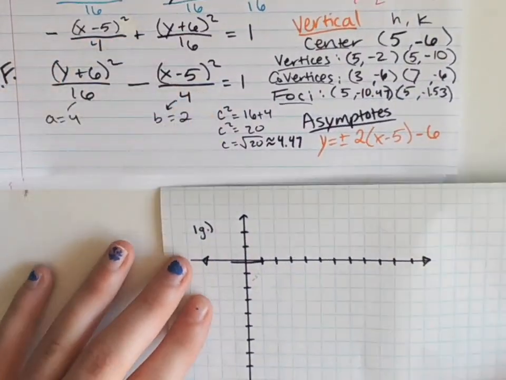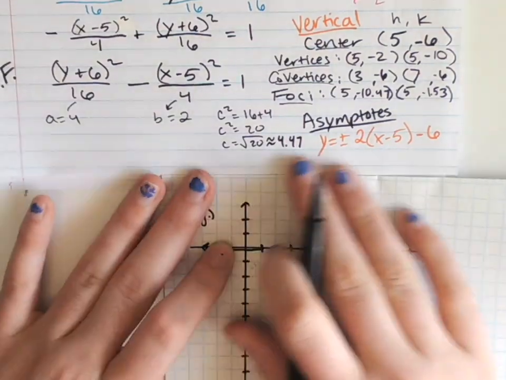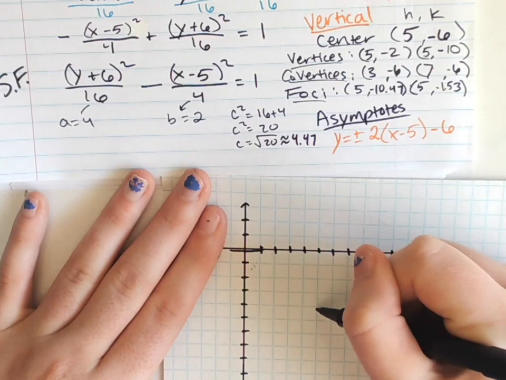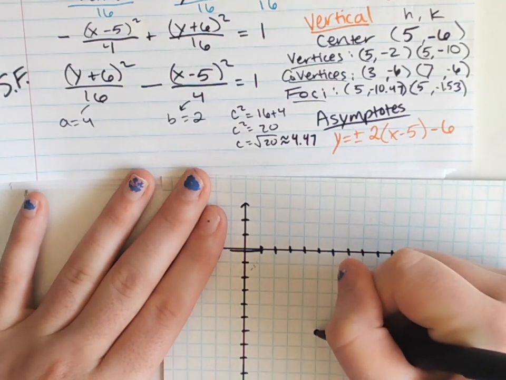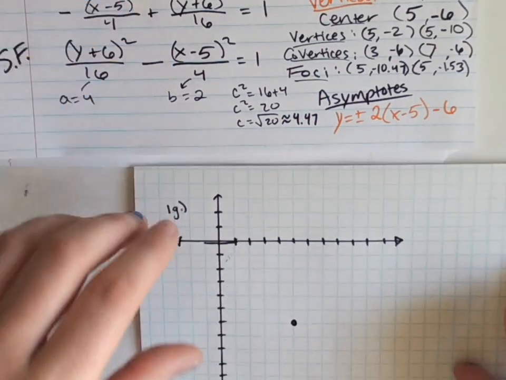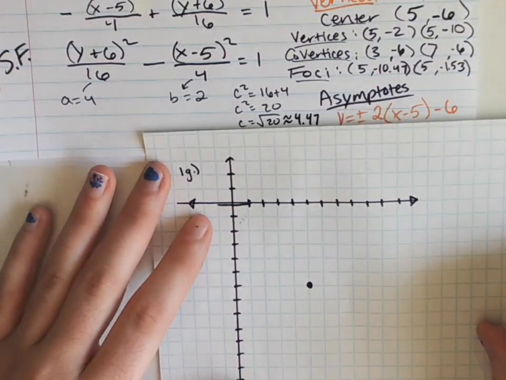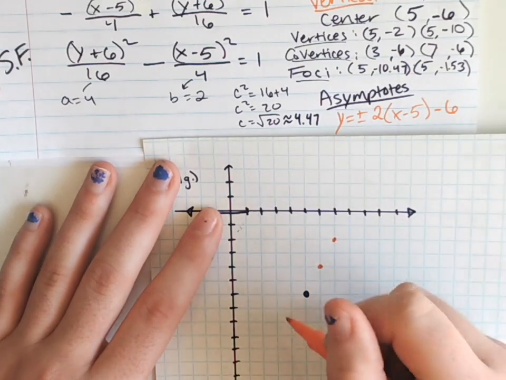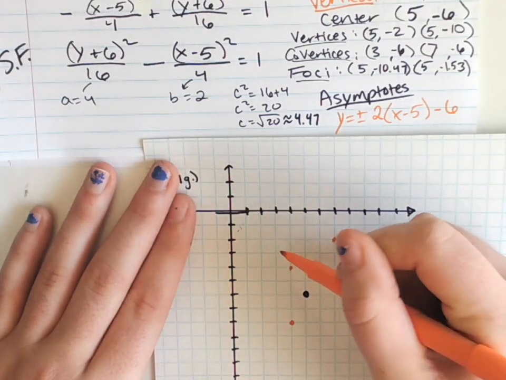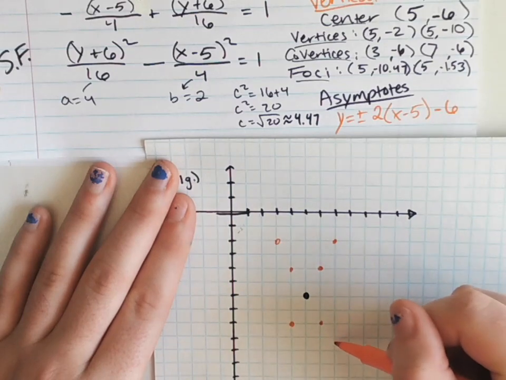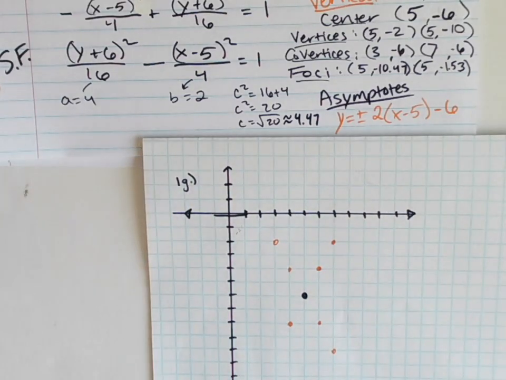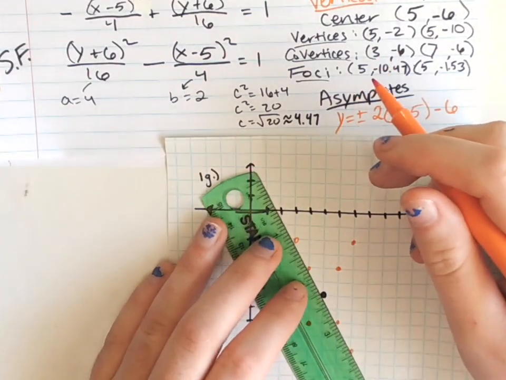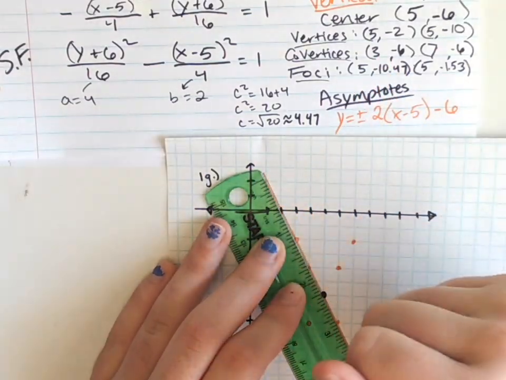Okay, so let's plot our center. 1, 2, 3, 4, 5. 1, 2, 3, 4, 5, 6, right here. And our asymptotes have a slope of 2. Get my ruler. Okay.